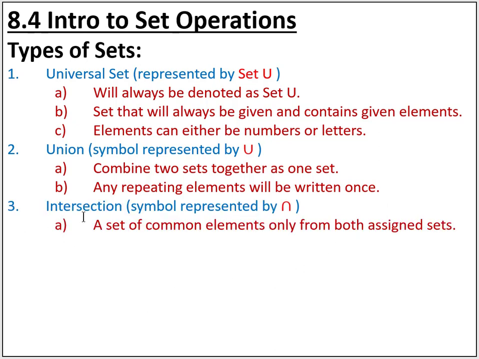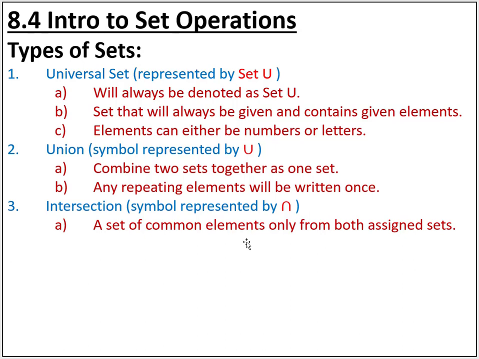The next one is the intersection set. Intersection set, which is represented by this, and it looks like an N symbol, but we're just going to call it the intersection set or the intersection symbol. So for intersection, it's a set of common elements only from both assigned sets. So it basically means that it's an intersection set that has common elements, meaning elements that are in common from the two sets that it asks.